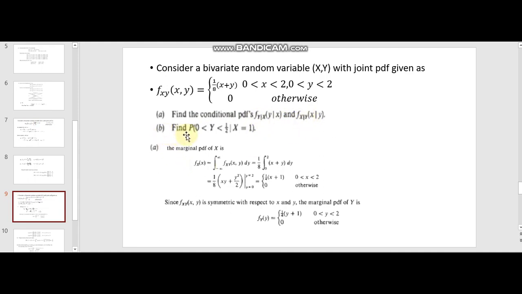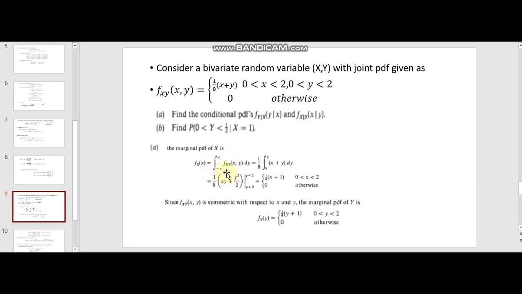In the next problem, we have to find the probability that y is greater than 0 and less than 1 by 2 given x is equal to 1. So first let us talk about the marginal. We have to know the marginal PDF of x and y. So for the marginal PDF of x, I will integrate this joint PDF from minus infinity to infinity along the y variable.